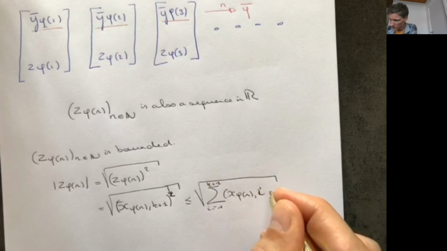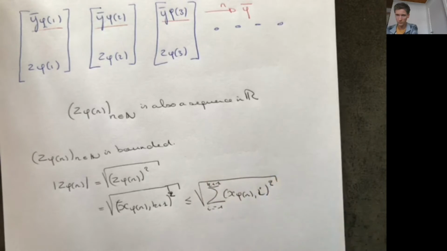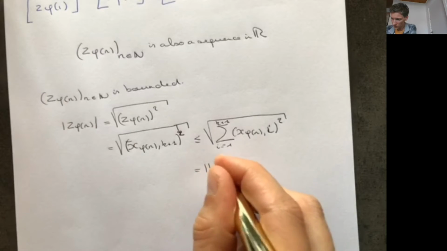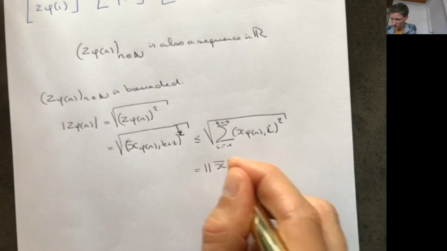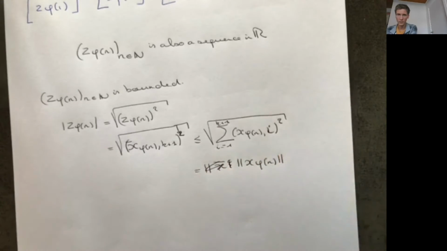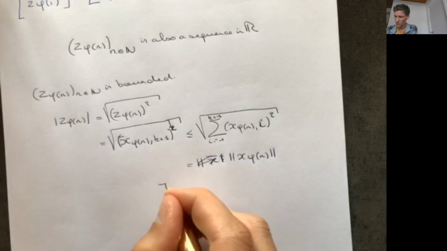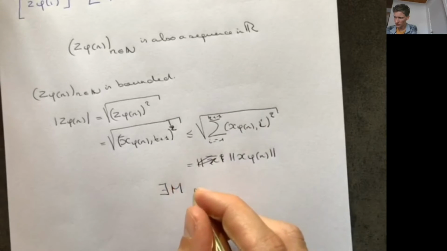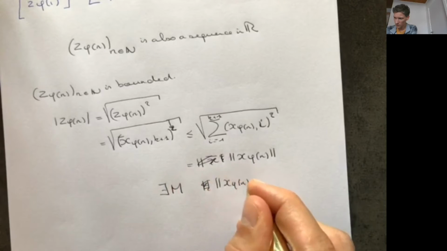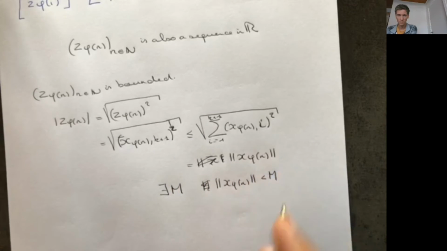I have to be a bit careful. Squared. And this is nothing else than the norm of x phi n. And I know that there exists an M such that the norm of x phi n is smaller than M, because the sequence x is bounded.